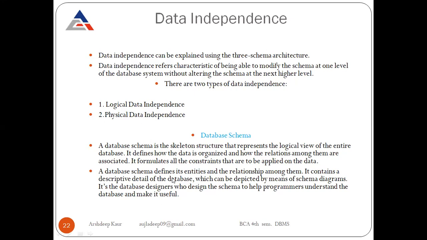Database schema defines what the various entities in the table are and what the relationship is among all these entities. It contains the descriptive detail of the database: how many constraints we have in the table, how many keys we are using in the table. It means it defines the blueprint or the structure of the table. That is known as database schema. It defines the logical view of the entire database, how it looks, how many entities it has, what the relationship is between the entities, and how many types of keys we are using. All these are defined by the term known as database schema.